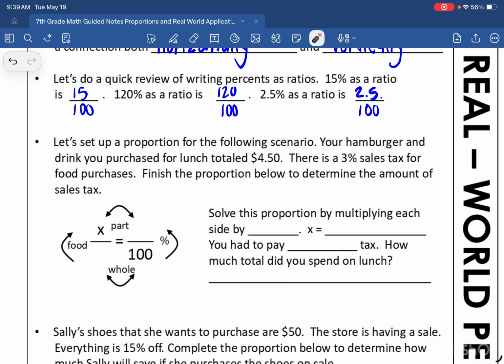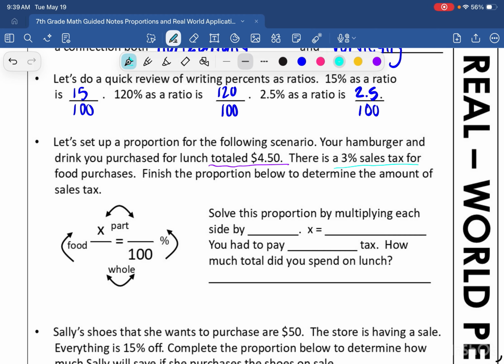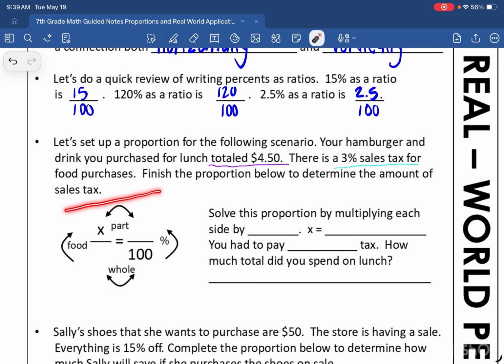Your hamburger and drink you purchased for lunch total $4.50. I'm going to underline that here. There is a 3% sales tax for food purchases. Find the proportion below to determine the amount of sales tax. So look at my proportion. It's already started for us a little bit here.